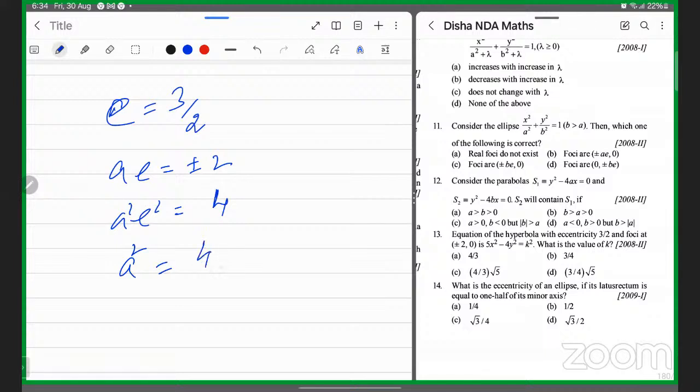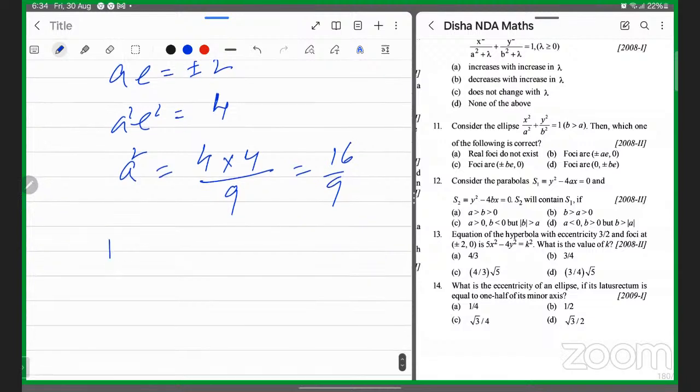Four. So 3 square 4 will go upside, 3 square 9 is downside. 9 by 4. So 16 by 9 A. Now for B square, I will find A square 1 minus. I will directly drop the parabola and equate K square.